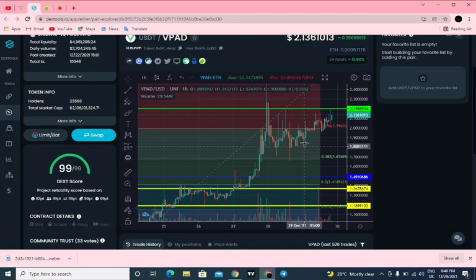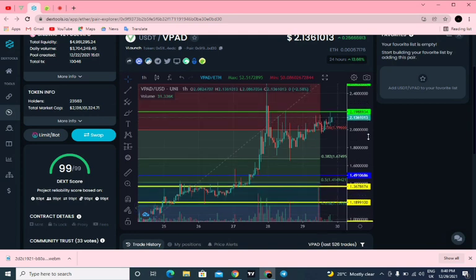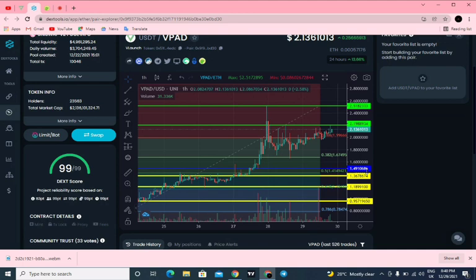So here's the thing. If you're looking to take profit, $2.19 will still happen very soon. And the moment it breaks $2.19, Vpad will be heading straight to $2.51, as you can see, which is the previous all-time high. And the moment it breaks the all-time high, it's likely to get to another high before a lot of sellers will start stepping in. So watch out for that.